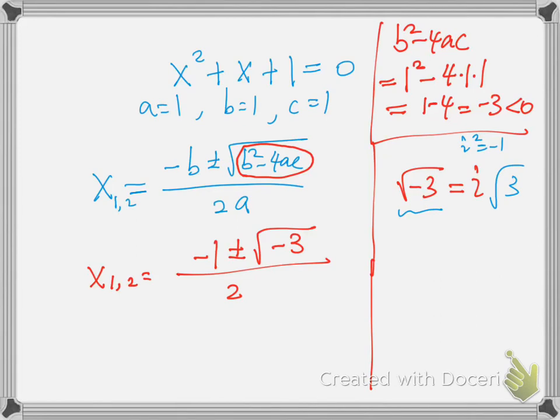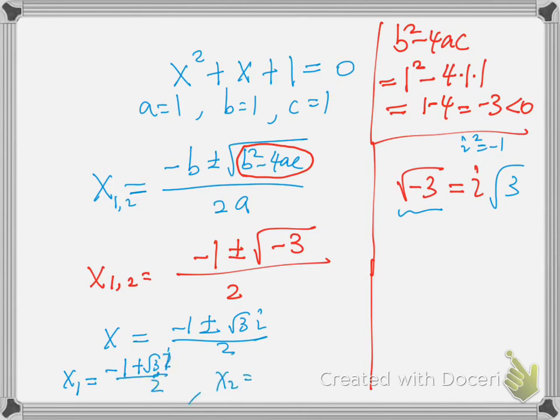So now we have two solutions. Use the letter i here, right? So this is radical 3 i over 2. So what are the two solutions? x1, we use the plus sign: negative 1 plus radical 3 i, divided by 2. And x2 is negative 1 minus radical 3 i, divided by 2. So for this quadratic equation, there are no real solutions. x1 and x2 are not real numbers, because there's a letter i here.